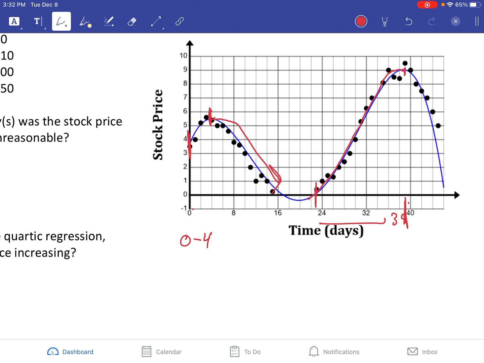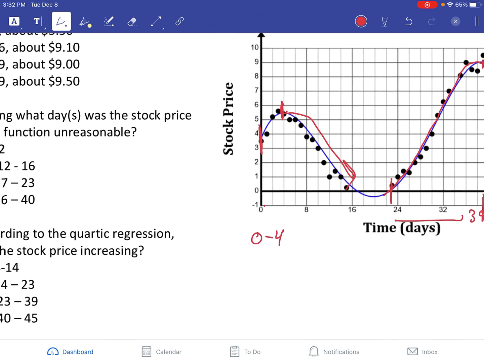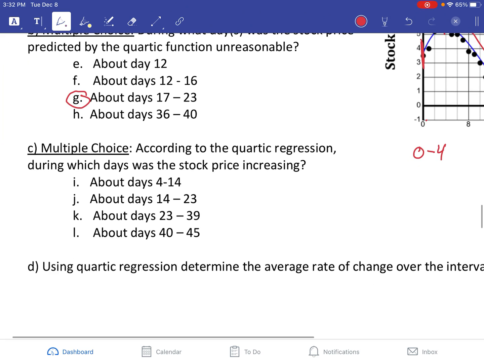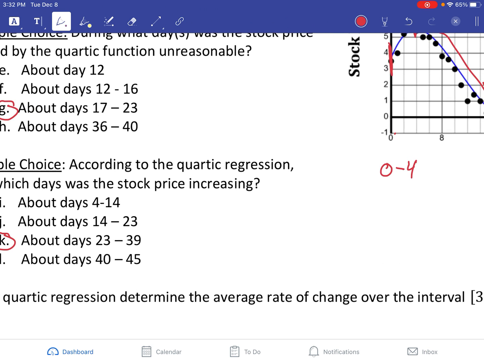Since it can't be negative, it makes sense where it's going to be 0 and then going back up. So I would say K would be the best answer for that. Okay, makes the most sense. All right, notice it doesn't say 0 to 4, but that's fine. Some of the other places it's always decreasing.